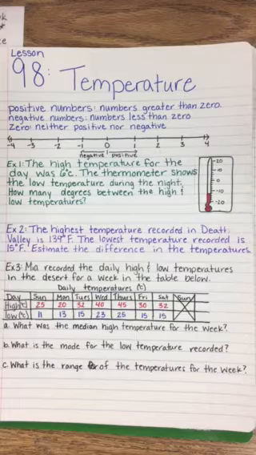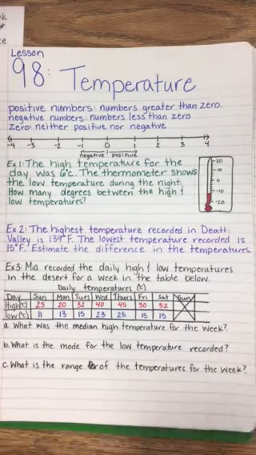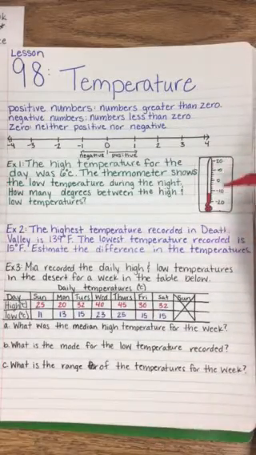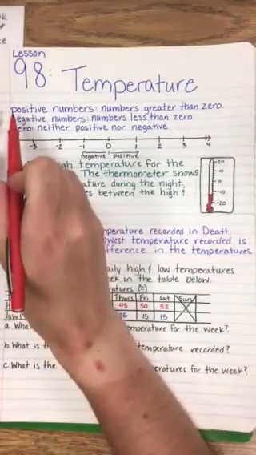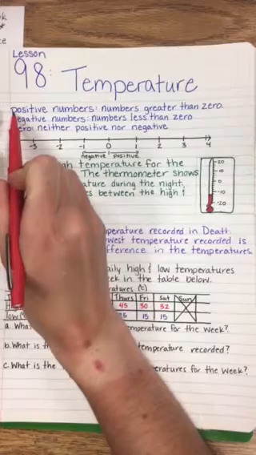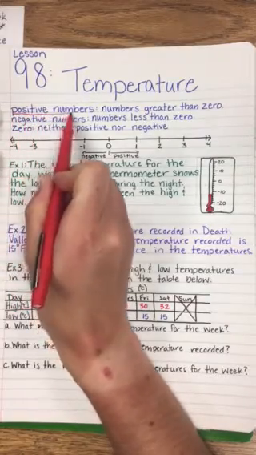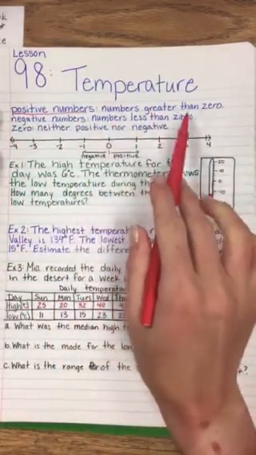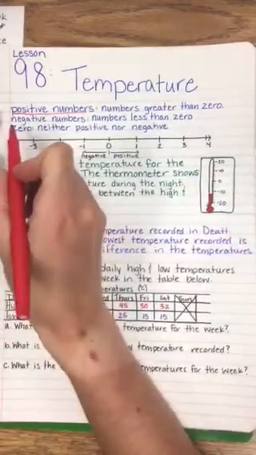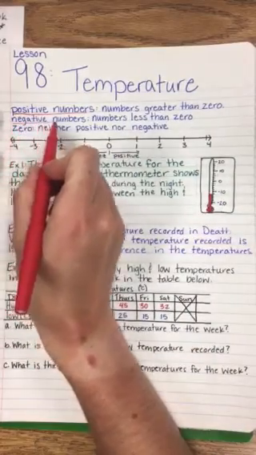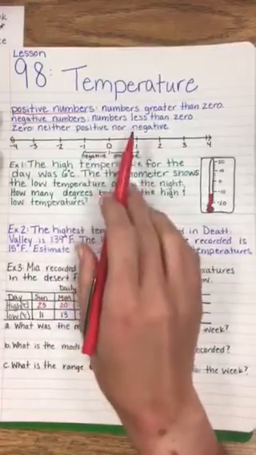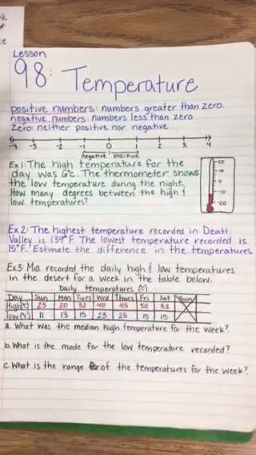Lesson 98, temperature. So the first thing we need to know about temperature is obviously it's numbers, right? We have two types of numbers and then one. We have positive numbers, which are numbers greater than 0. We have negative numbers, which are numbers less than 0. Those aren't numbers that you normally count.